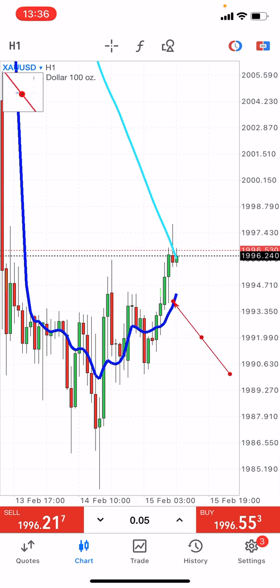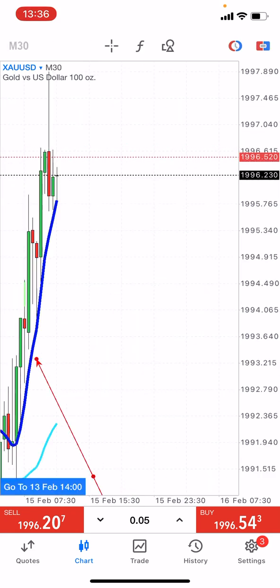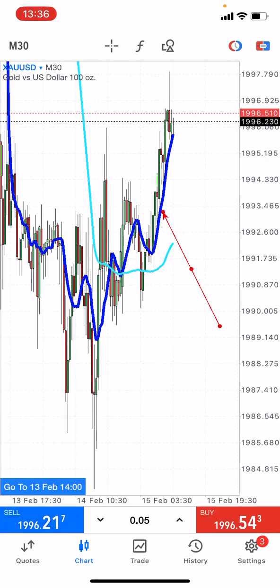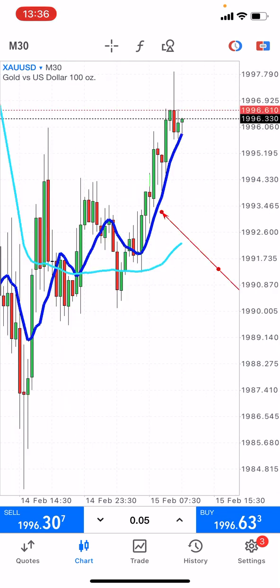Make sure if you took the entry here, then you move the stop loss exactly here, so that if the market comes against you, it will take you out at zero and you've got nothing to lose. That's break even. And we go to M30.